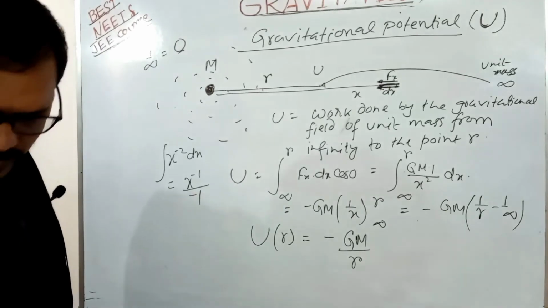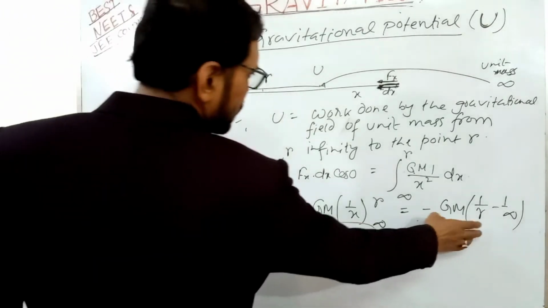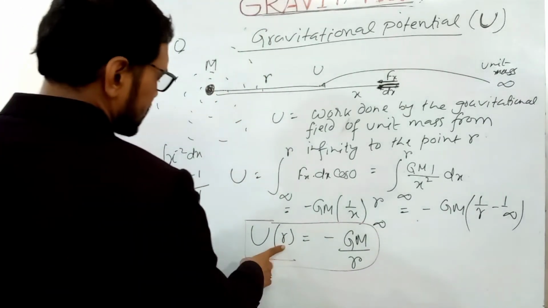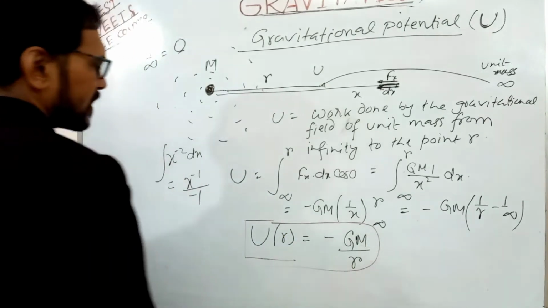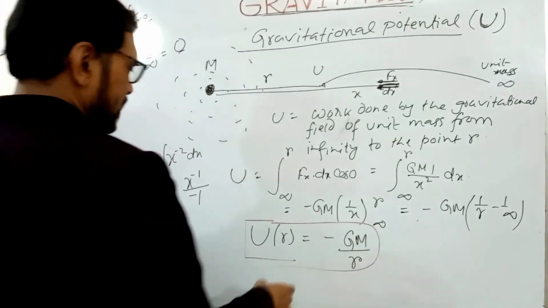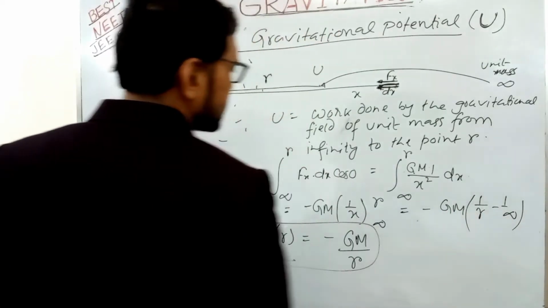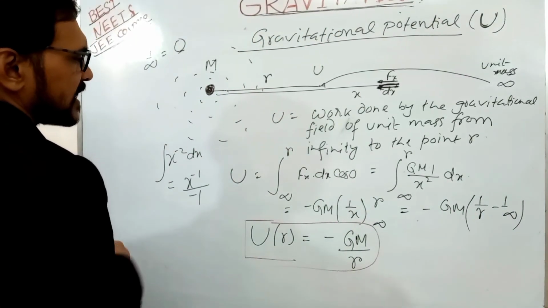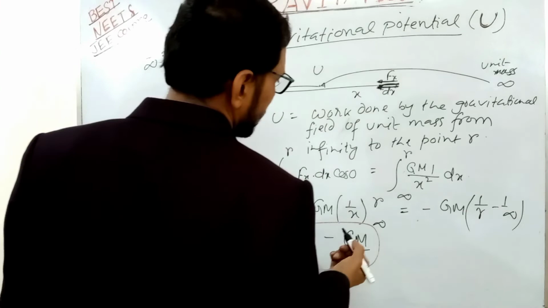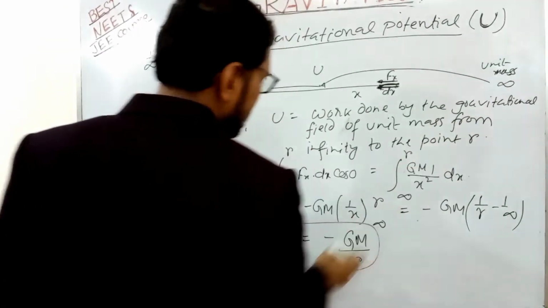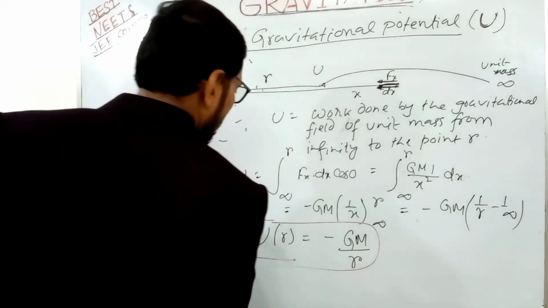Students can memorize this formula, minus GM by r, but the derivation is important, because generally students memorize this formula but actually it is not simply minus GM by r. If we consider that the gravitational potential at infinity is 0, then this result comes. But if we consider that there is a value of gravitational potential at infinity, that is at long distance, then this formula becomes different.